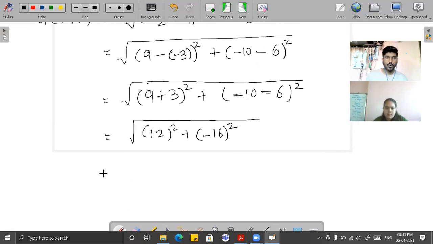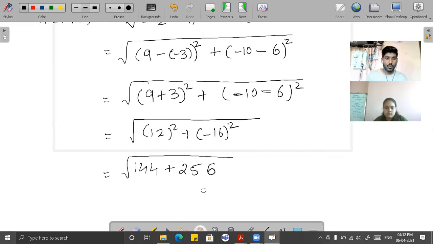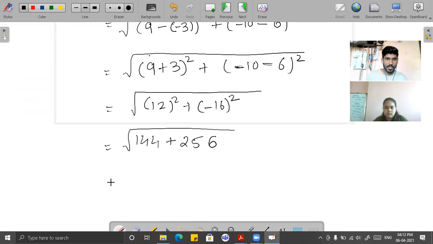Now we need to square it. What is the square of 12? 144. Correct. What is the square of minus 16? 256. Correct. Now you need to add it. 144 plus 256. How much is it? 400. Correct. And now what will be the square root of 400? 20. Or you can solve it also.